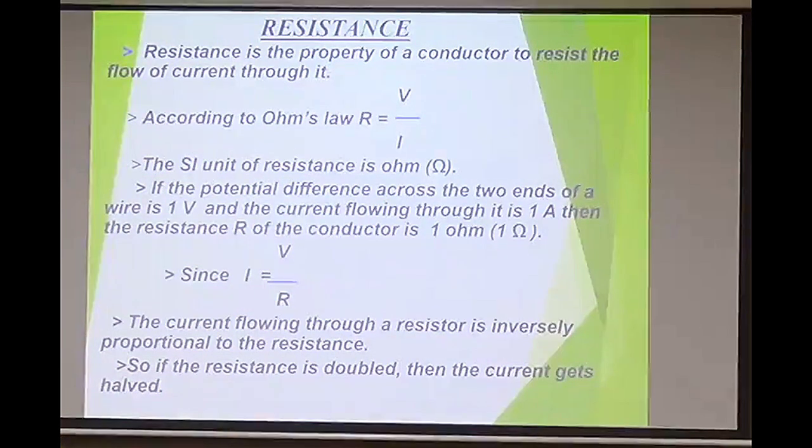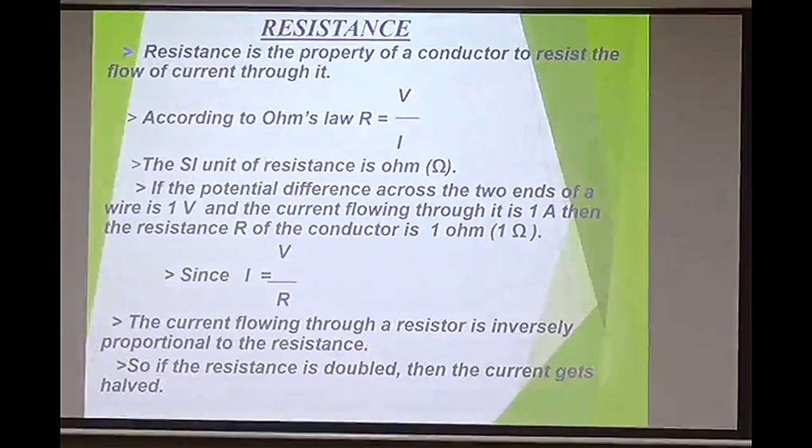SI unit, ohm. Now how will you define 1 ohm? If the potential difference across the two ends of a wire is 1 volt and the current flowing through it is 1 ampere, then we say that the conductor is offering a resistance of 1 ohm. I is equal to V upon R, and current is inversely proportional to resistance. If resistance is doubled, current will get halved.